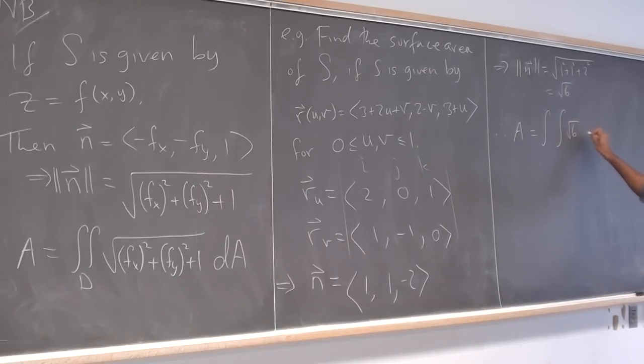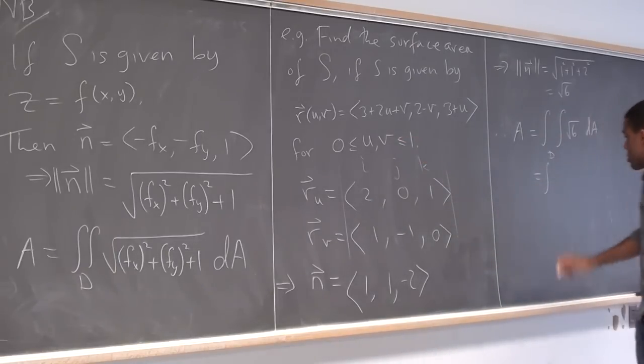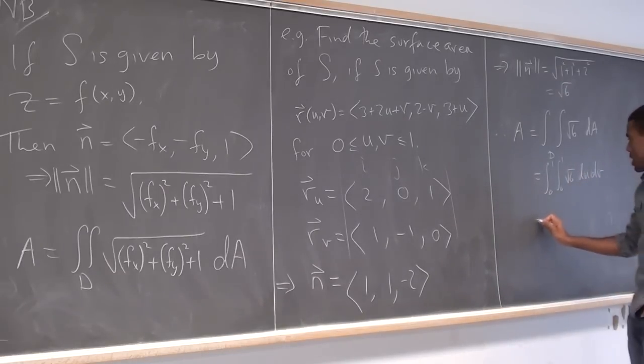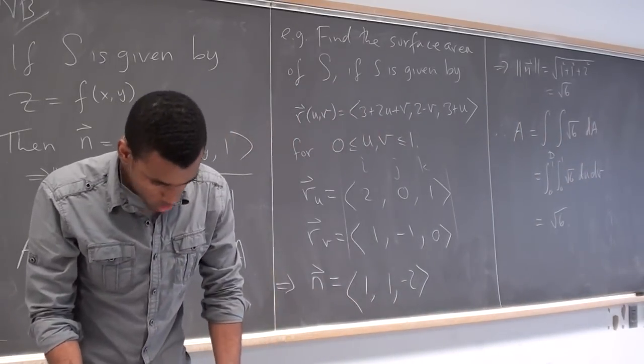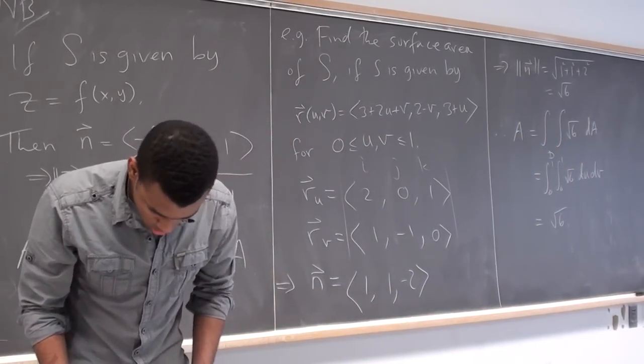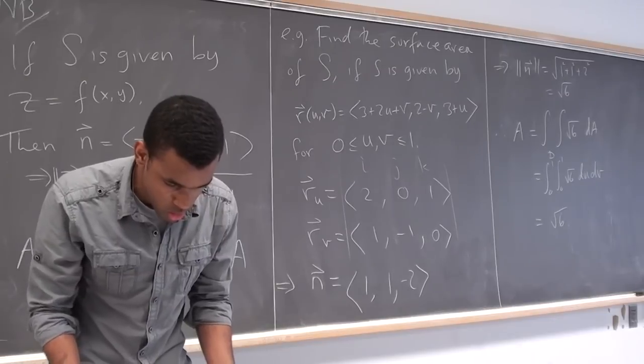So you actually want to integrate the function radical 6 dA. But D was given by this: u and v range between 0 and 1. So it's just the integral from 0 to 1, 0 to 1 of radical 6, and it doesn't matter which one I take, du, dv. And that would just be radical 6. So that one was an easy example. Let's try one that's a little bit more difficult.